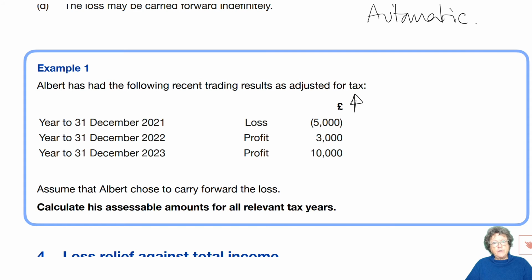Now this is obvious because they've given you no information prior to 2021. So it's obvious that it's going to be carried forward. And again, they have assumed and they have told you that. So we are to calculate his assessable amounts for all the relevant tax years. So let's have a look at what that would look like on a pro forma. Pro forma, again, very important that you set it up correctly.